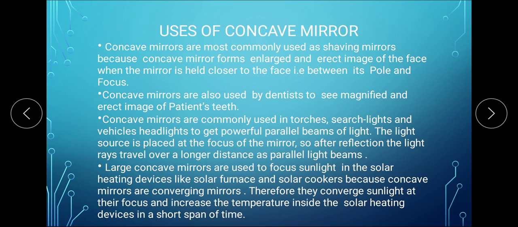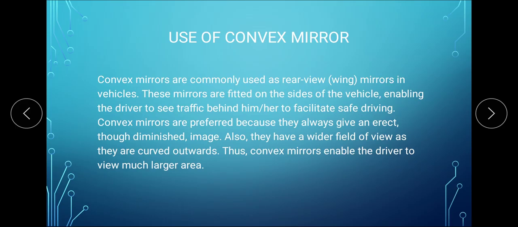Students, we also know that concave mirrors are converging mirrors. They converge light at a point called focus. Due to this property, they are also used in solar heating devices like solar furnaces and solar cookers. Because they are converging mirrors, they converge sunlight at their focus and therefore help to increase the temperature inside the solar heating devices in a short span of time. These are the common uses of concave mirror in our day-to-day life.